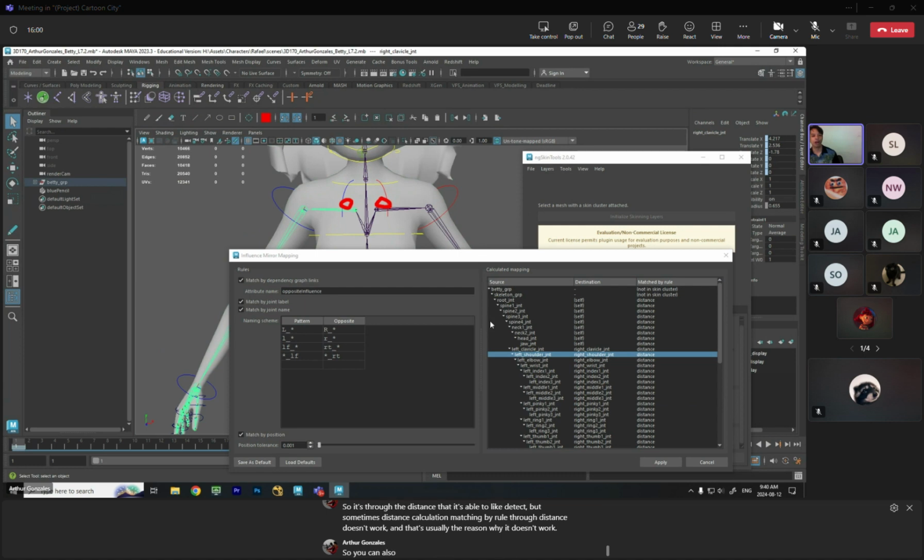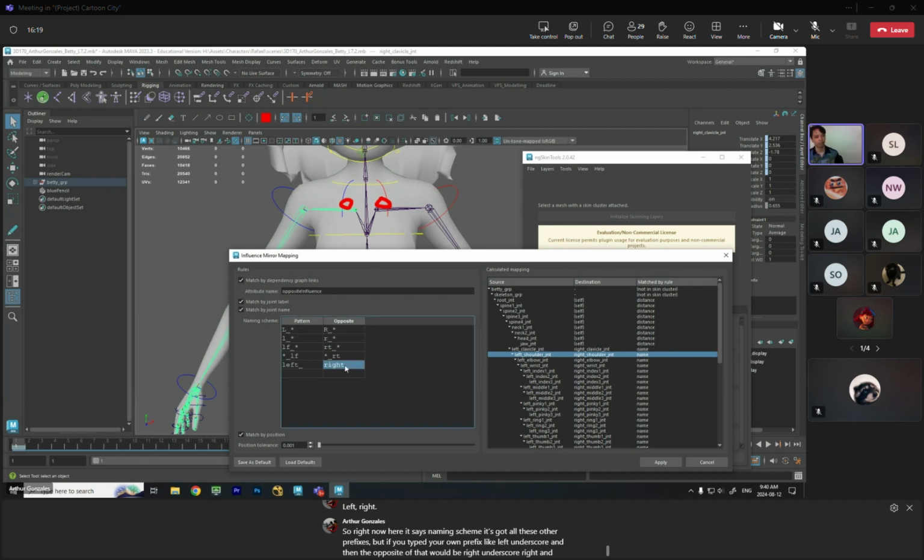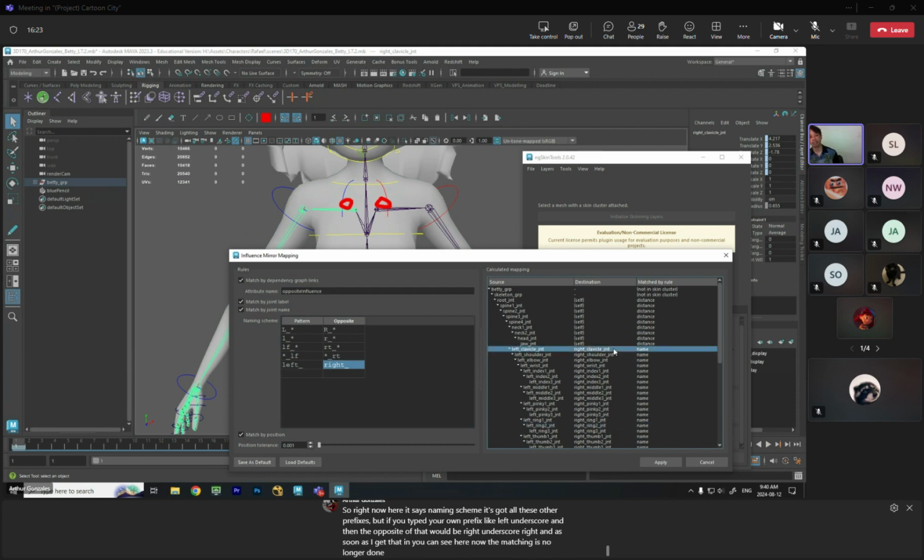So you can also rely on the naming convention of your joints, right? You can see here, left, right? So right now here, it says naming scheme. It's got all these other prefixes. But if you typed your own prefix, like left underscore, and then the opposite of that would be your right underscore, right? And then as soon as I get that in, you can see here now, the matching is no longer done by distance. NG Skin Tools is now relying on your naming convention. Does that make sense?